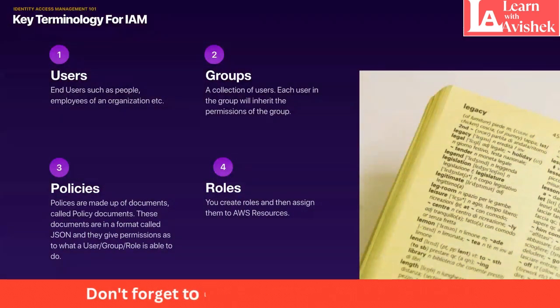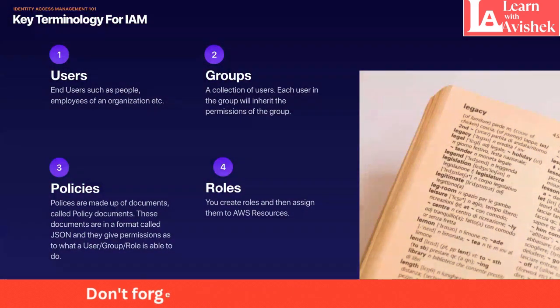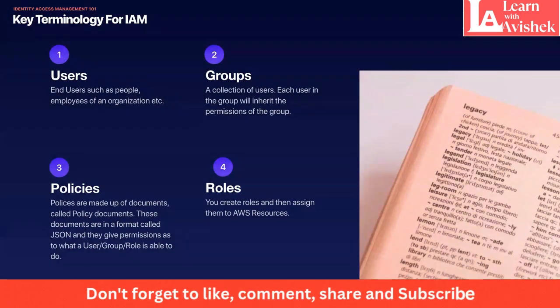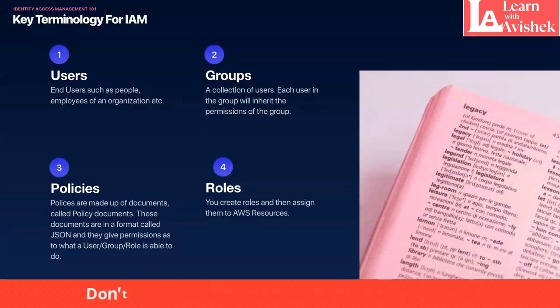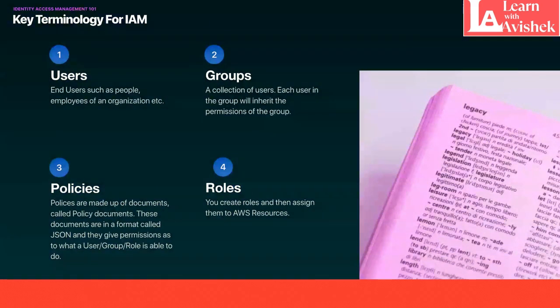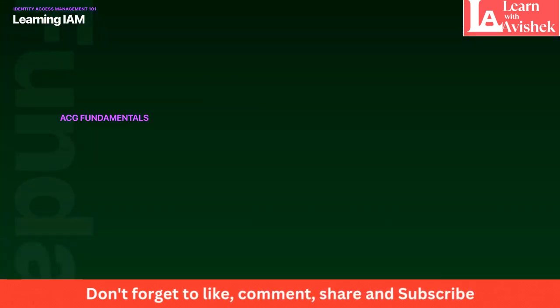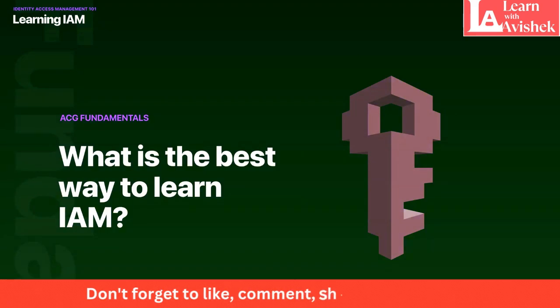And then roles are basically you create a role and you assign them to an AWS resource. A role is a way of allowing one part of AWS to do something with another part. So you might give a virtual machine inside AWS the ability to write files to S3, which is a type of storage within AWS. We're going to have a look at that in the EC2 section of the course, so that is coming up. So what is the best way to learn IAM?